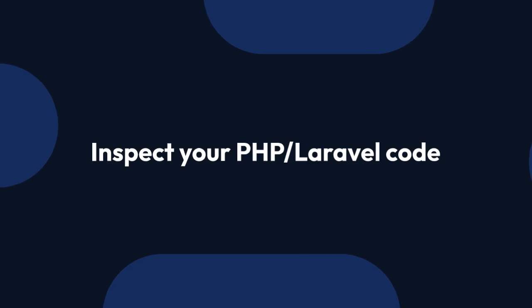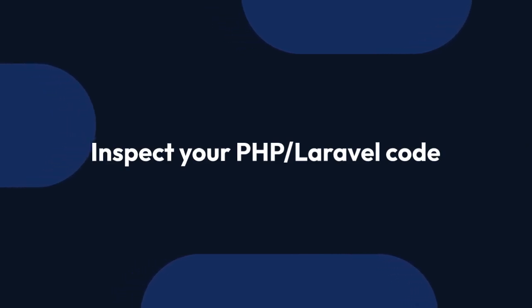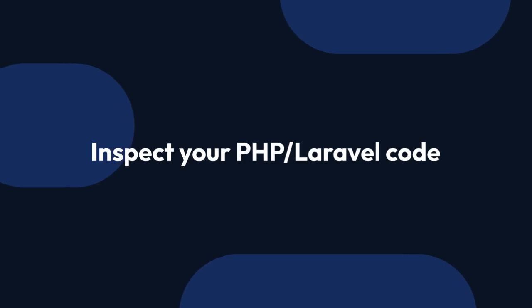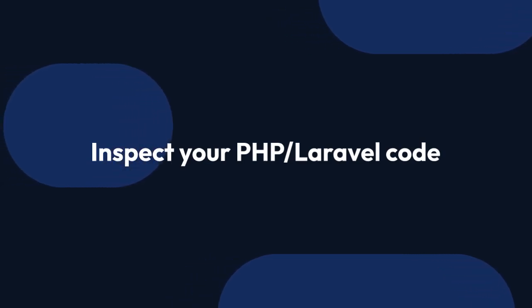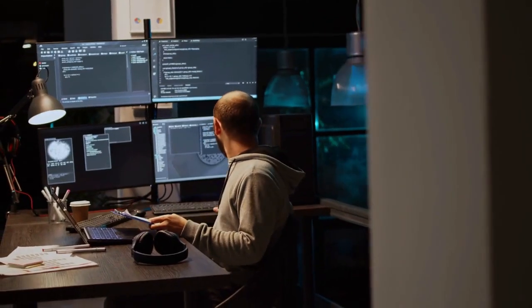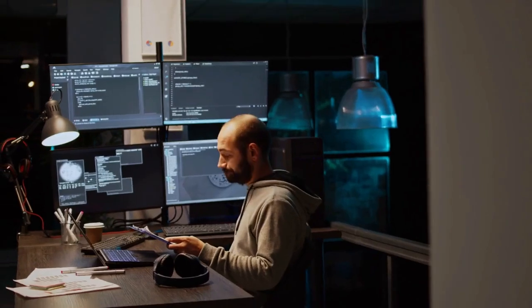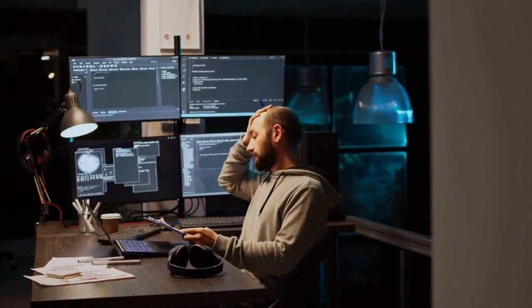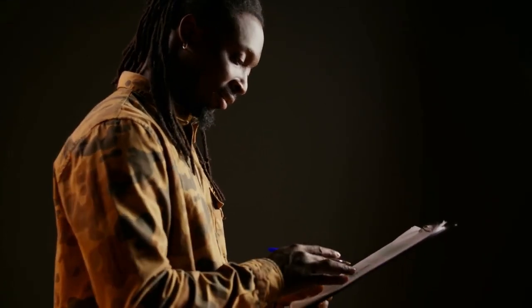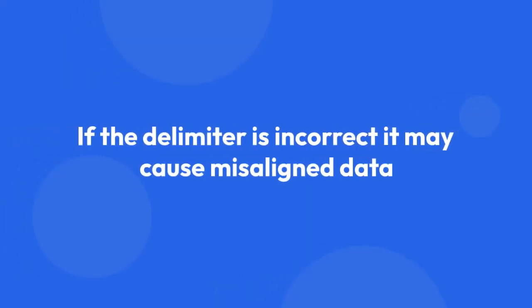2. Inspect your PHP Laravel code. After validating your TSV data, let's review the PHP code used to process the file. How are you reading and accessing the data? A common approach uses fgetcsv or similar functions. If you're using fgetcsv, make sure you're specifying the tab character as the delimiter, \t. If the delimiter is incorrect, it may cause misaligned data and lead to undefined key errors.